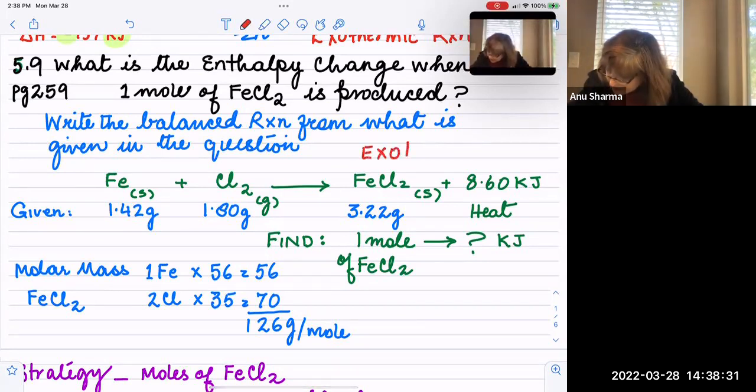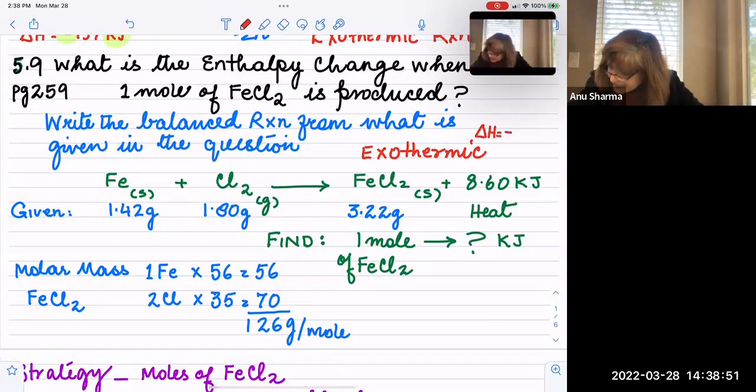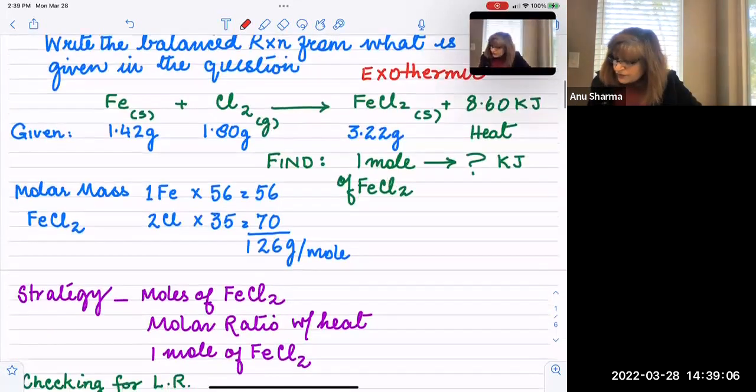In an exothermic reaction, the heat is a part of the product, okay? Or the value of delta H, in both ways you can write. Either you can write it as 8.60 kilojoules as a product in the chemical reaction, or you can separate it outside. And if you're doing it, then delta H is equal to negative 8.60 kilojoules. Okay, let's make this clear: negative 8.60 kilojoules. So either way you can write the two.